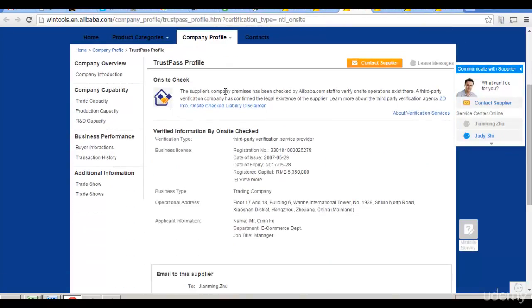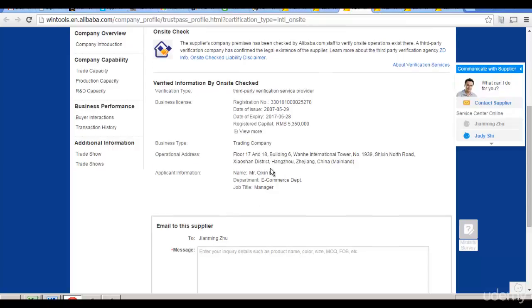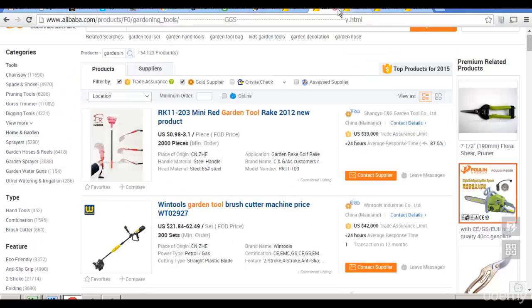The supplier's company premises have been checked by Alibaba staff to verify on-site operations exist there. A third-party verification company has confirmed the legal existence of this supplier. So they see their business license, what kind of business they are. This one's a trading company, not a manufacturer. The address of it, who the applicant was, that sort of thing. So same type of information there for that company as well.